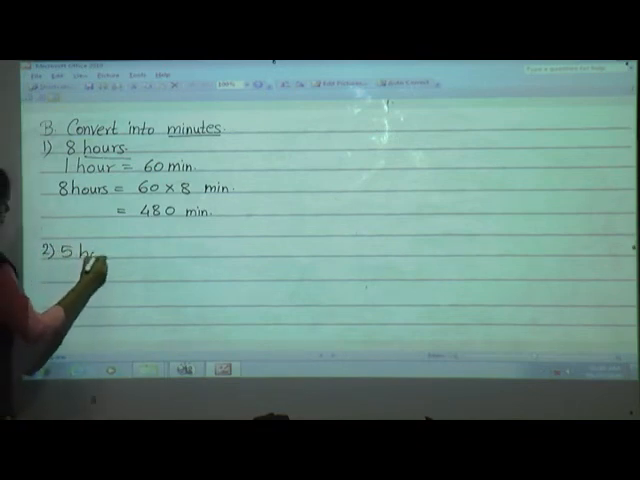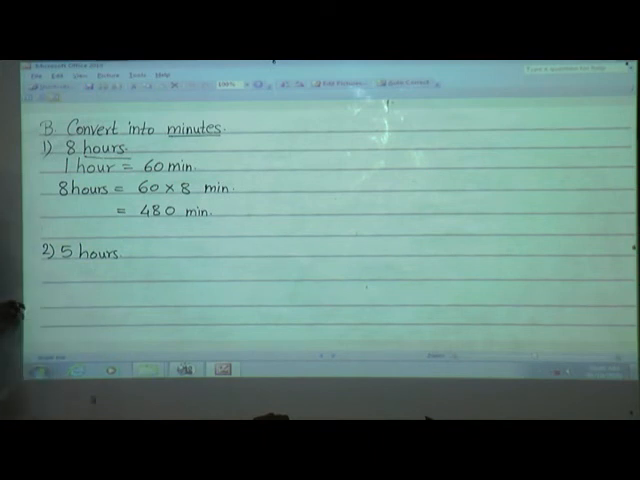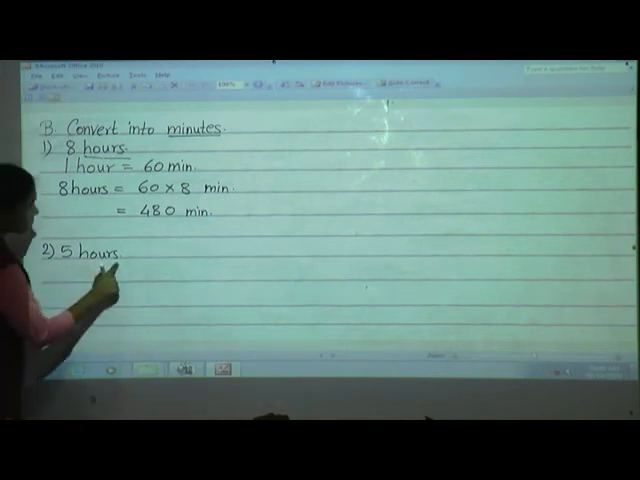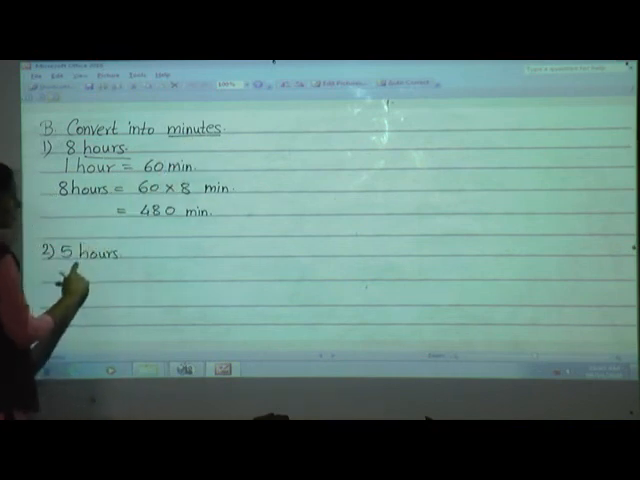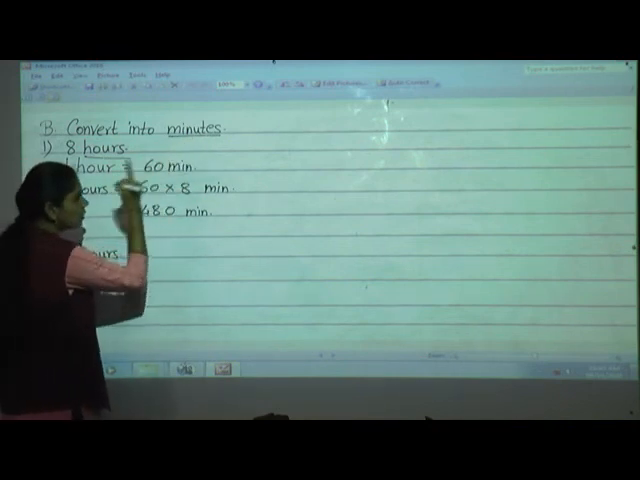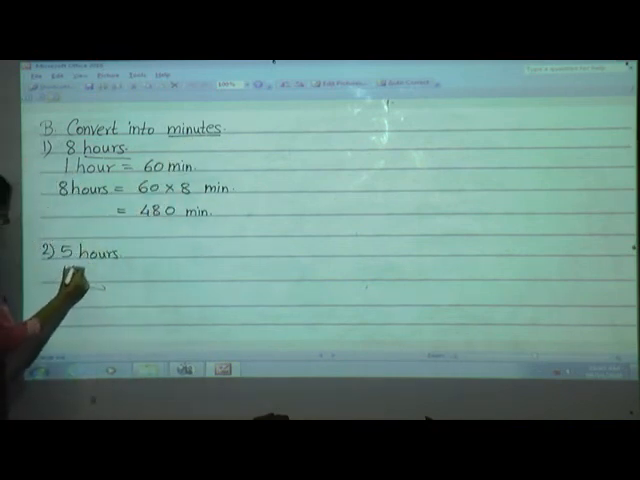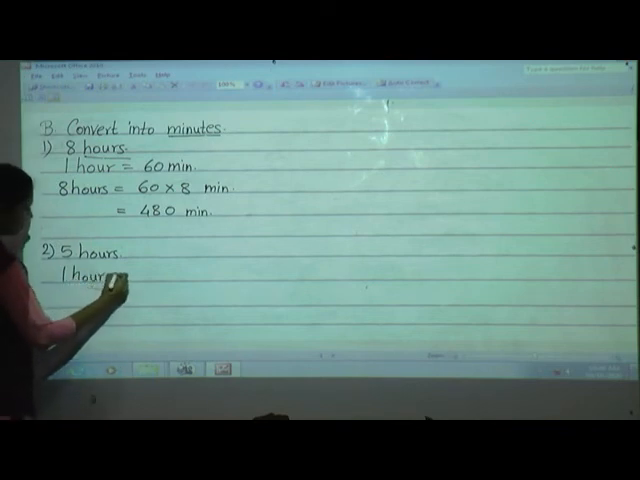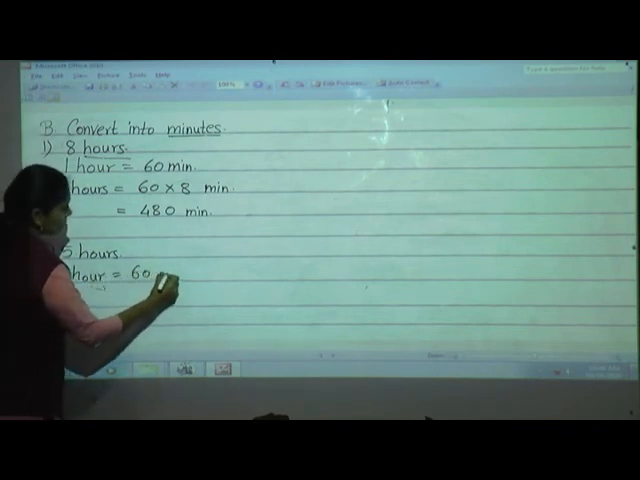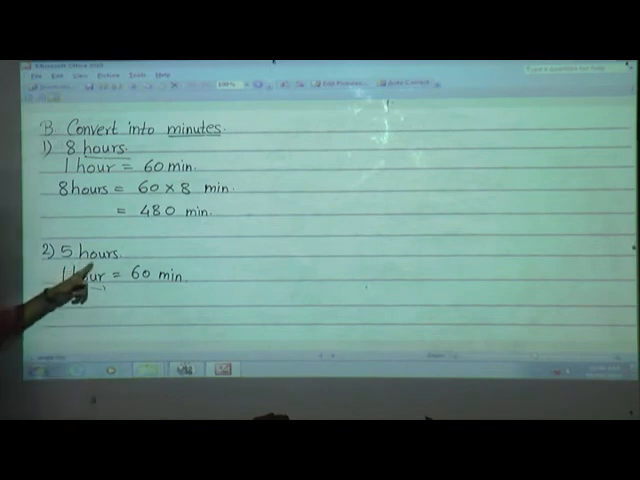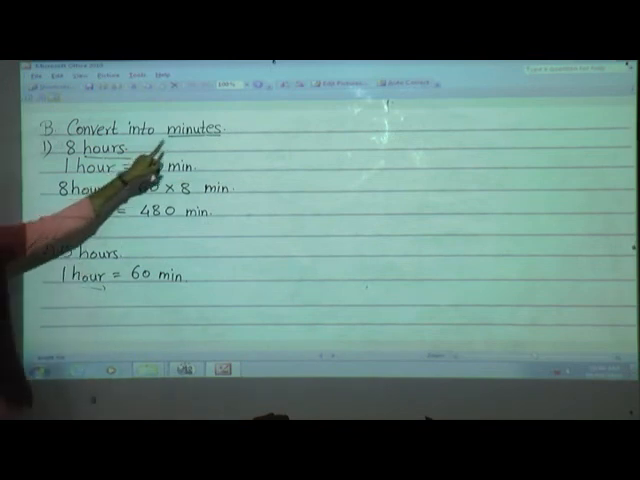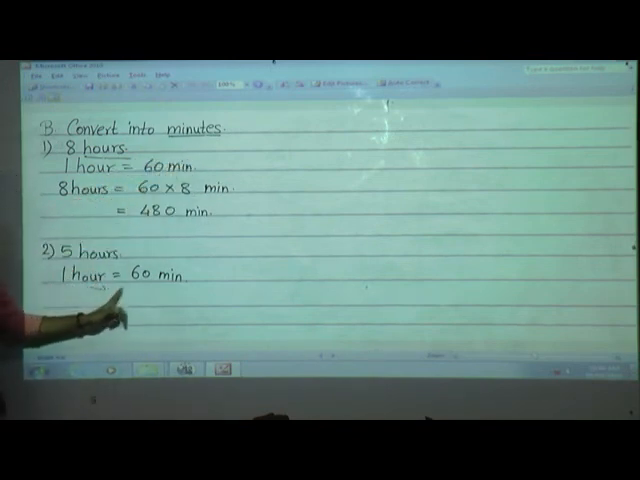Now see the next example, 5 hours. See here, you have to read the question very carefully. Here also hours is there and here minutes is there. These hours you have to convert into minutes. So here we will write 1 hour is equal to 60 minutes, because we have to convert these hours into minutes. Now how many hours are there? Yes, there are 5 hours.